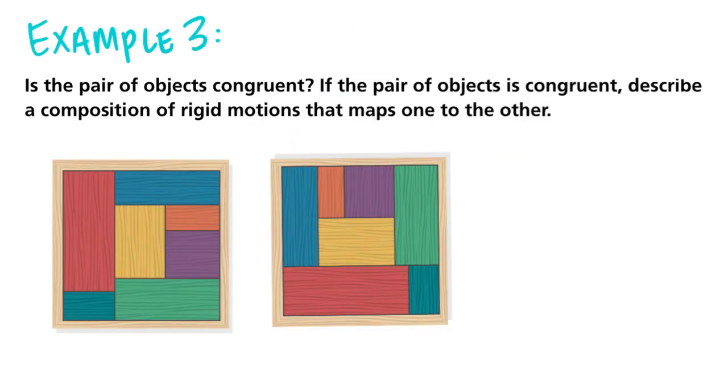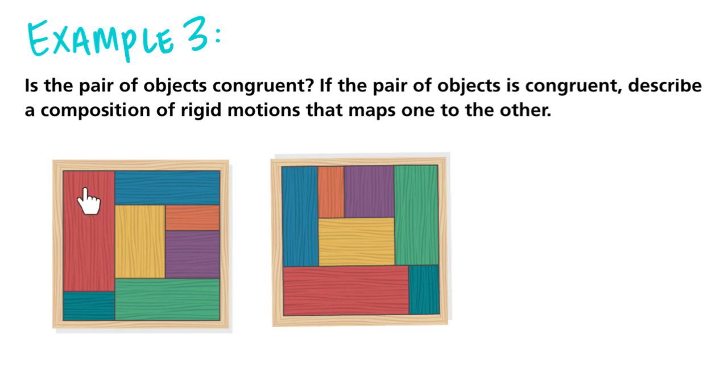Now in this last example, it's showing us 2 patterns, and it wants to know, are these 2 objects congruent? If they are congruent, describe a composition of rigid motions that maps one to the other. So one of the things I would notice here maybe is that it looks like the 2 objects have a lot of the same shapes within them. Just kind of looking at the graining in a lot of this, I'm imagining this as like a series of blocks set inside this brown square frame, right? And it looks like it's using a lot of the same blocks, right? But they're not exactly in the same locations.